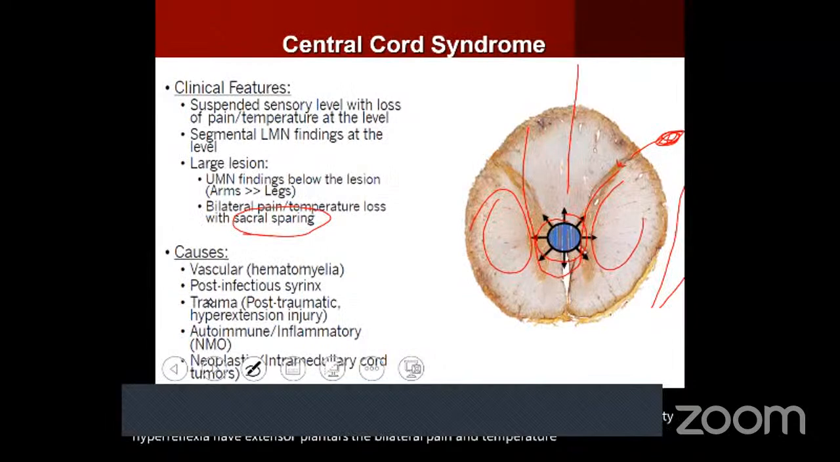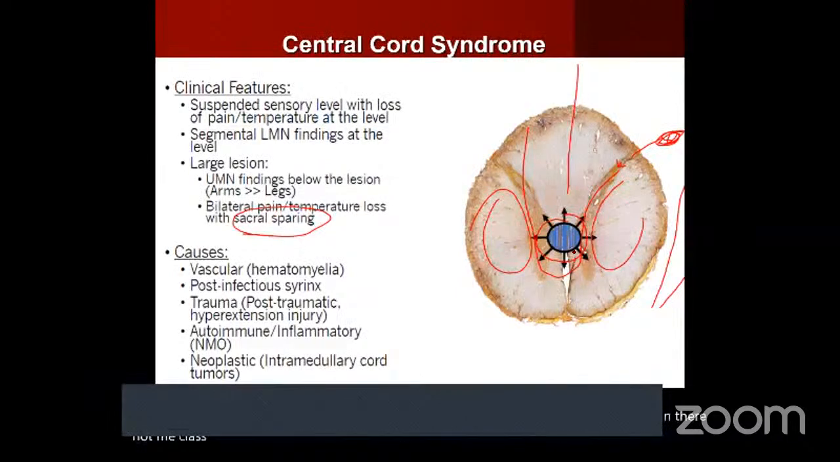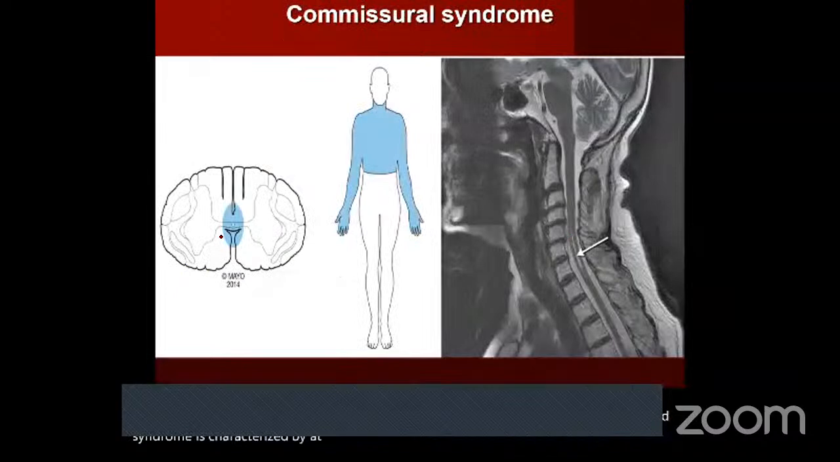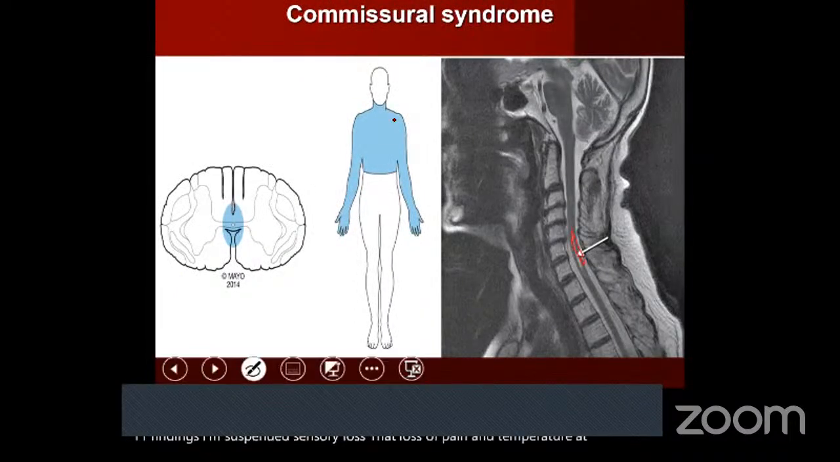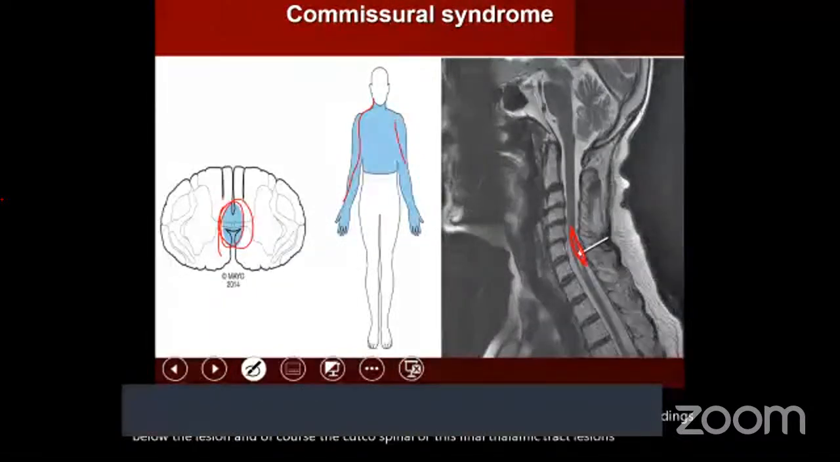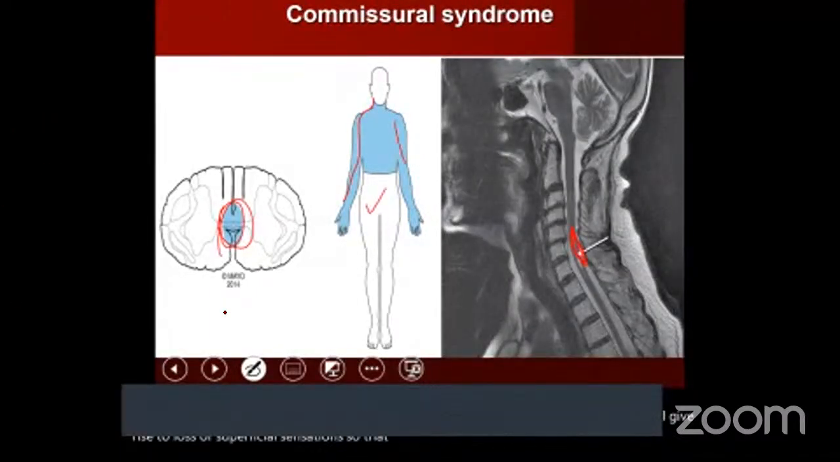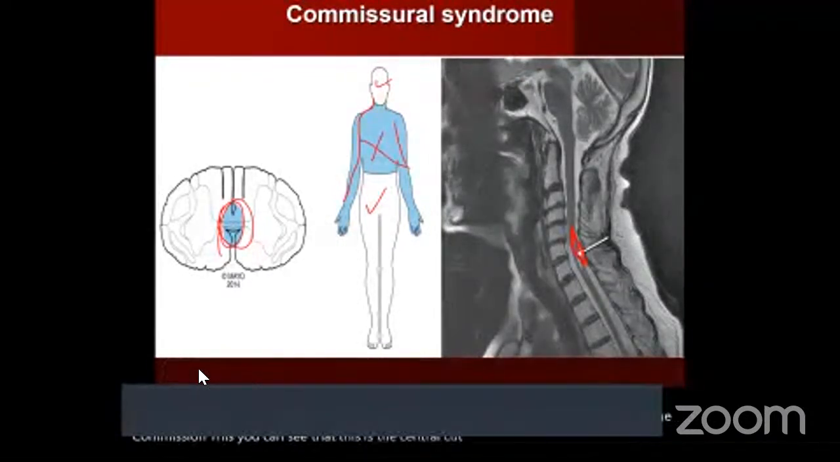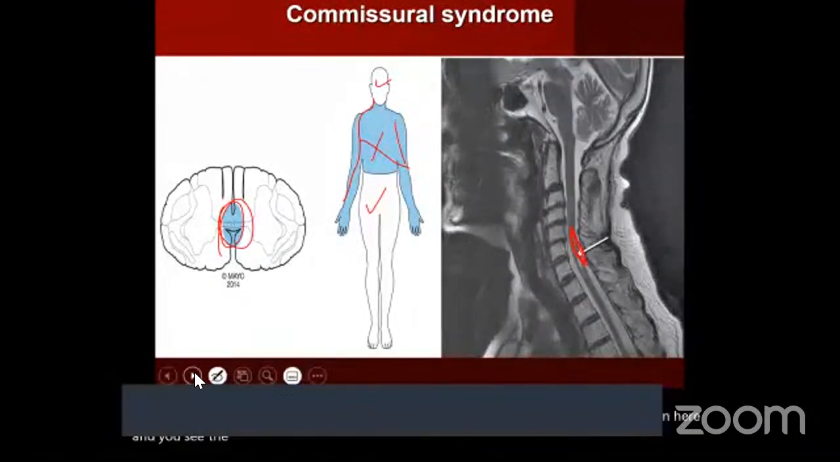Now we'll go on to the next one. You can see that this is the central cord syndrome we are discussing. This is syringomyelia, which is seen here, and this is the depiction, and you see the suspended sensory loss. That means here it is okay, here it is okay, here it is not okay. That is a suspended sensory loss of all modalities at the level of the lesion. If the lesion is big, you start getting long tract signs below the level of the lesion.